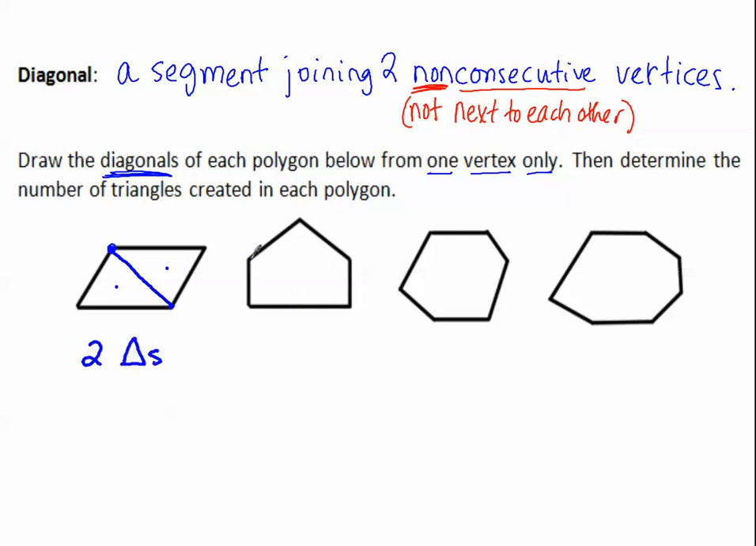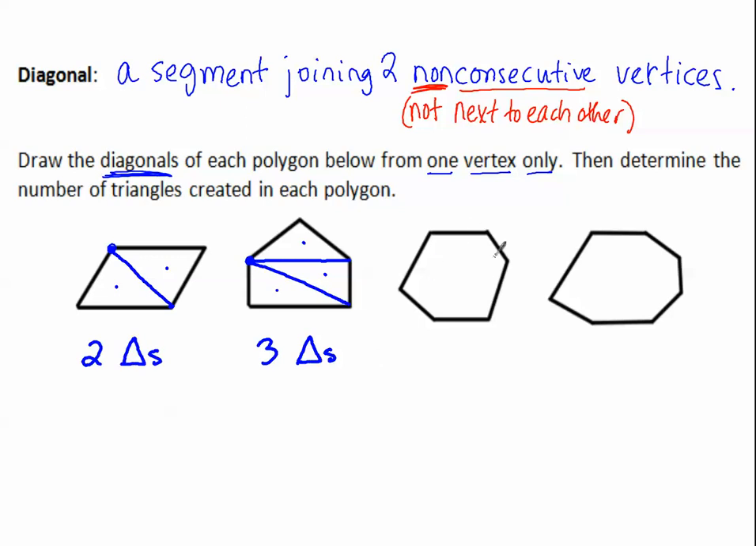In this polygon, I will pick one vertex. I do not trace to here because that's a consecutive vertex. A diagonal goes to a non-consecutive vertex. Here's another non-consecutive vertex. Those are the only diagonals I can draw. I've created 1, 2, 3 triangles. Why am I asking how many triangles? Because we know more at this point about triangles than we do about other polygons.